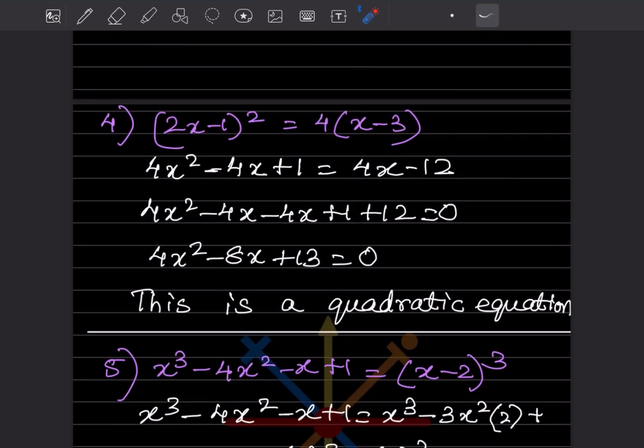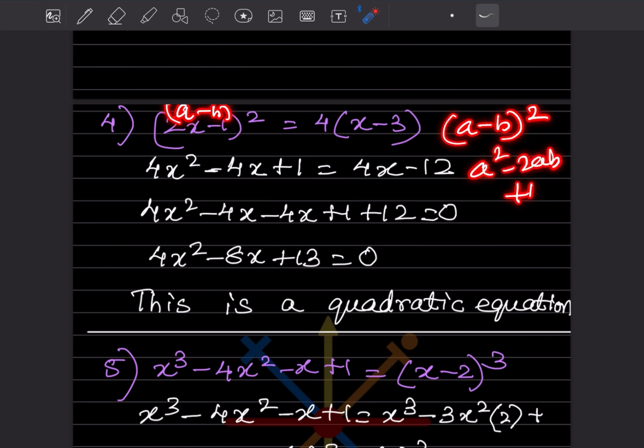Now here, this is the equation. So this is in the form of (a minus b) whole bracket square. So you know (a minus b) whole bracket square, that will be a square minus 2ab plus b square. So this we have to remember. So what is a? A is 2x square.